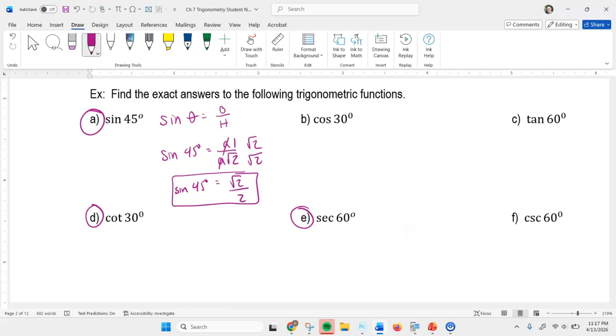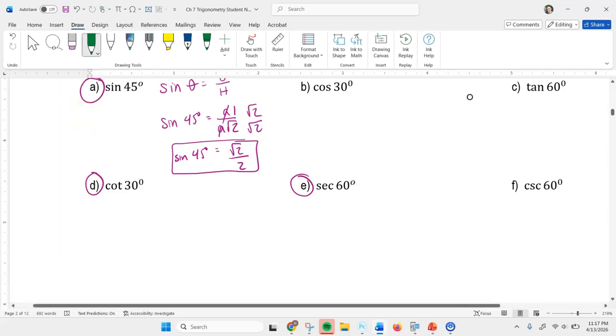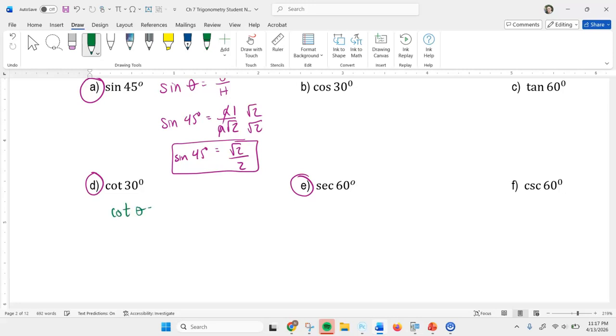All right, let's do a trickier one. Let's look at cotangent of 30 degrees. Cotangent is one of those trig ratios we talked about yesterday. Remember, the cotangent of theta is the reciprocal of the tangent function. Tangent, TOA, is opposite over adjacent. So this would be the reciprocal of that: adjacent over the opposite leg.